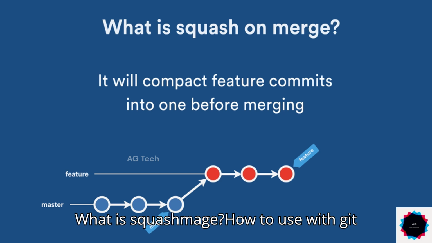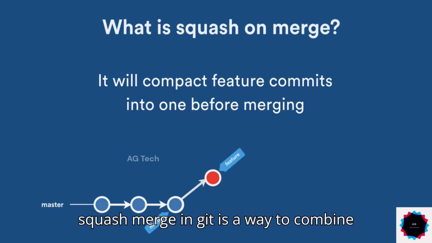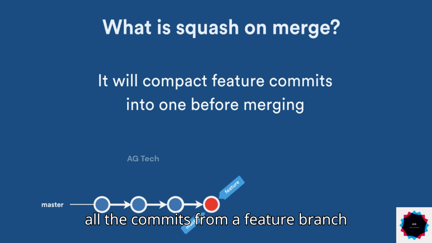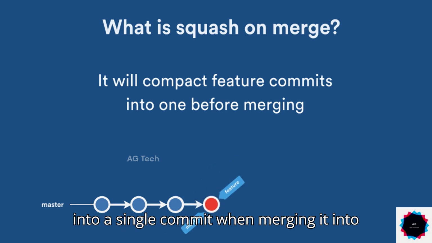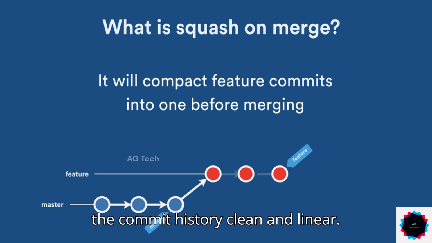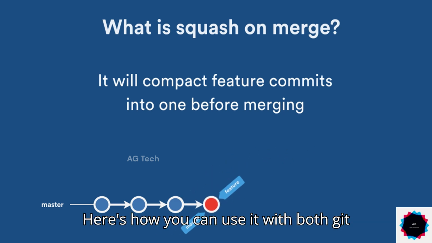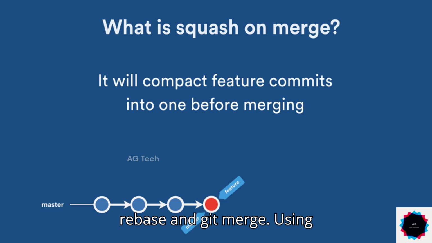What is squash merge? How to use it with git rebase and git merge? A squash merge in Git is a way to combine all the commits from a feature branch into a single commit when merging it into the main branch. This helps keep the commit history clean and linear. Here's how you can use it with both git rebase and git merge.